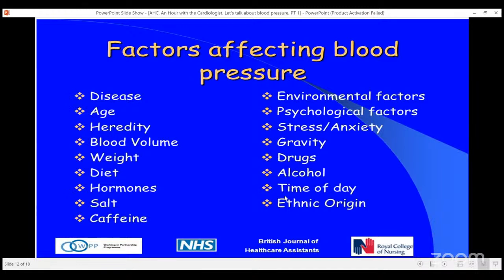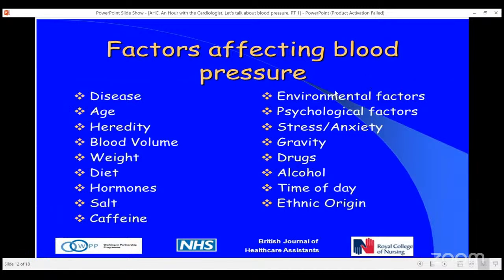Blood volume: increased blood volume will cause increased blood pressure. Weight will cause an increase in blood pressure. Diet: if you take a lot of salt and salty things, condiments, it can increase. Hormones, hormonal play, that's chemicals in the body, can impact on the blood pressure. Caffeine, of course, will increase blood pressure. Environmental factors, noise pollution and things like that, can increase blood pressure.